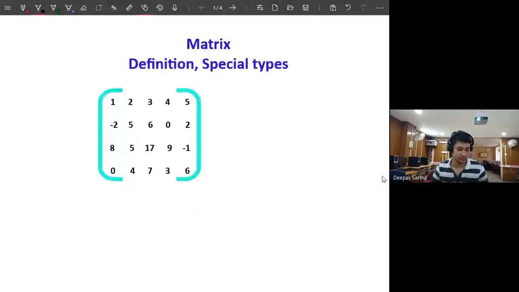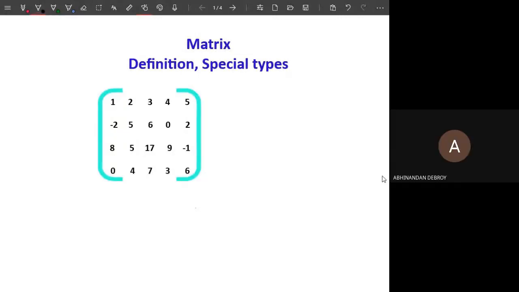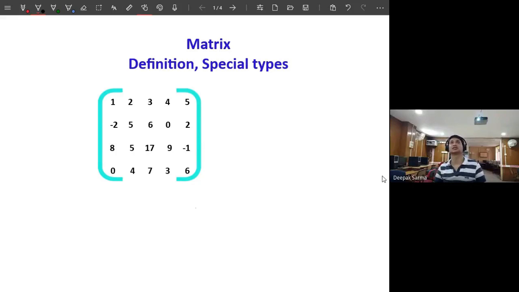Okay, hi, good afternoon. So, all of you know, today we are going to start matrix formally. Can you see my screen now? Yes, sir. So here you can see I have already written the term matrix, because I am going to give the definition and some special types I am going to discuss.